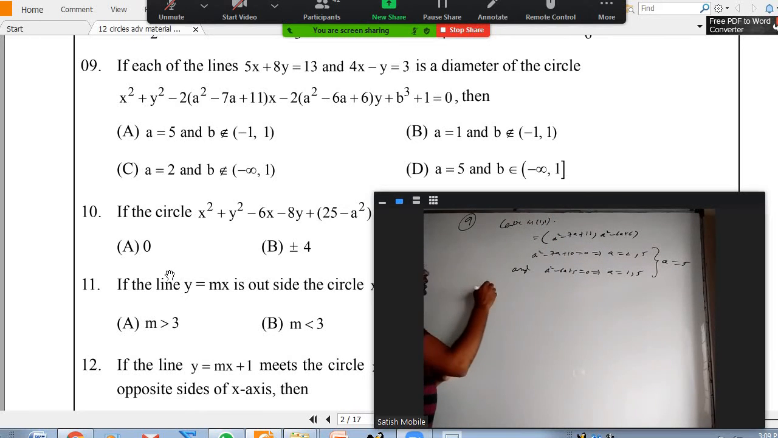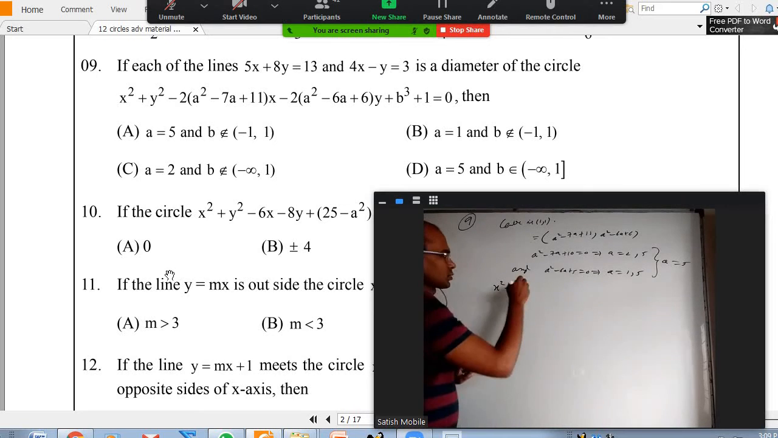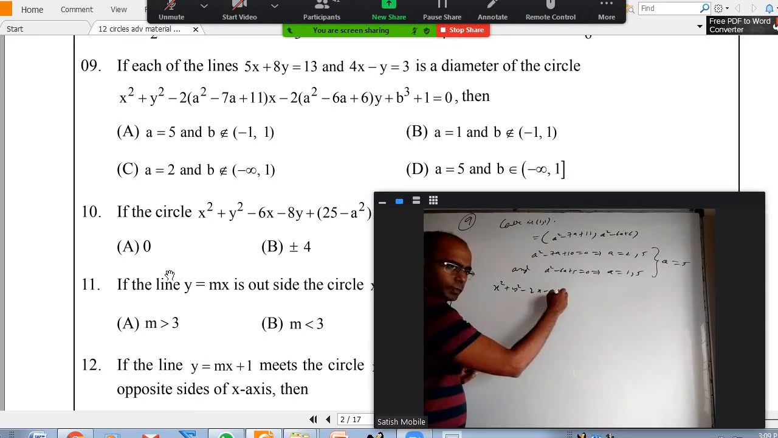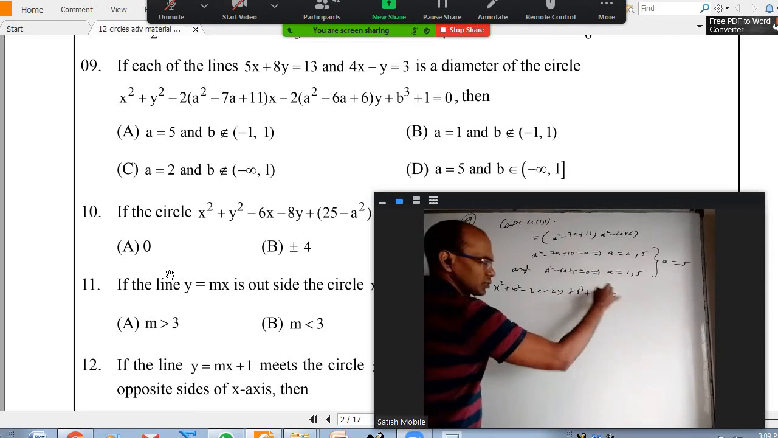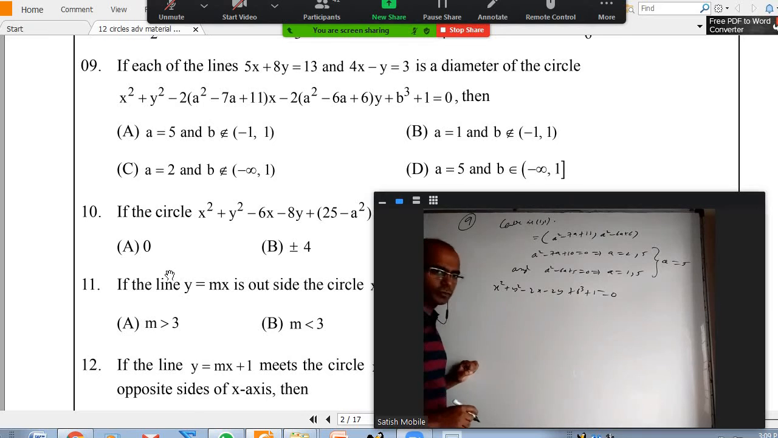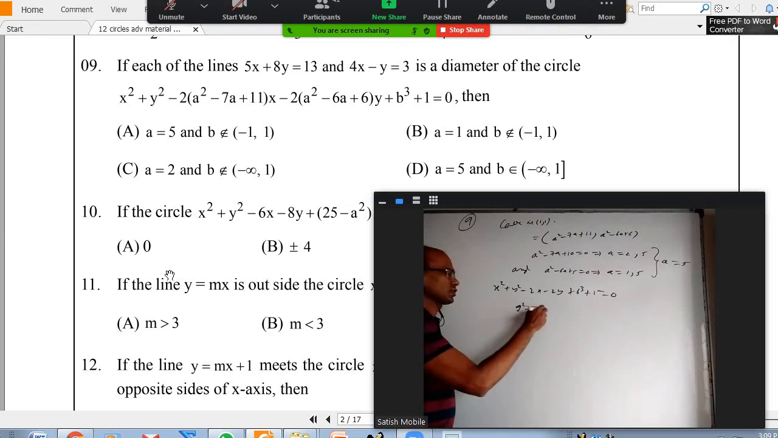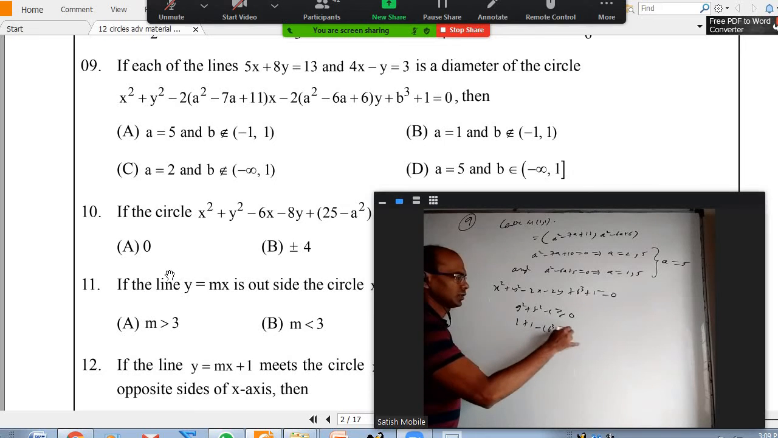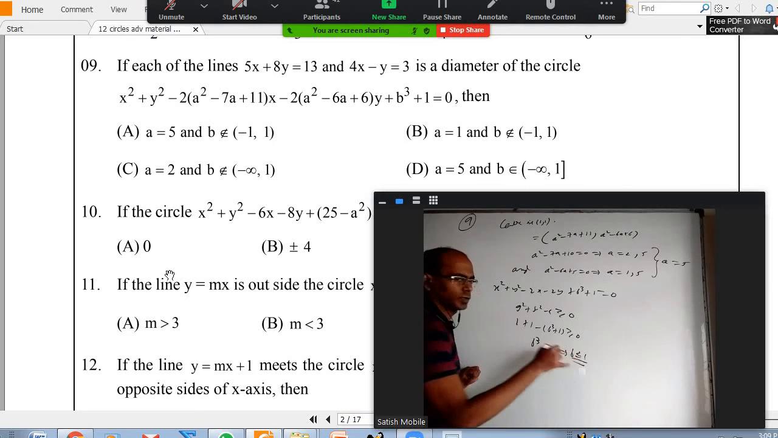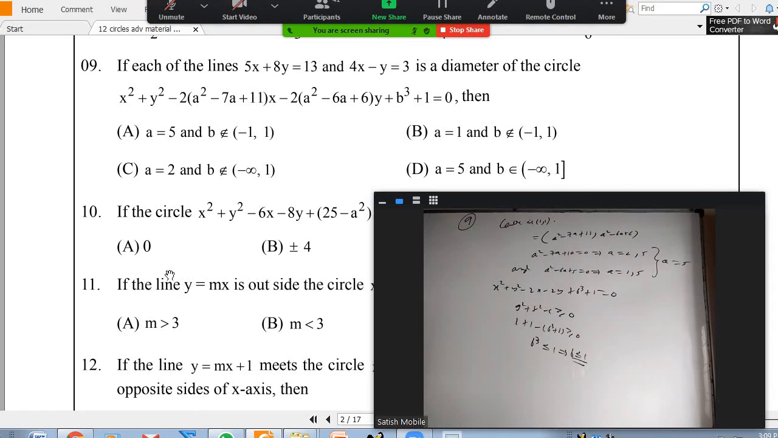Once a equals 5, if you put it back, it will be x square plus y square minus 2x minus 2y plus bq plus 1 equal to 0. So a should be 5. It should be a circle, meaning the radius should be greater than or equal to 0. That is g square plus h square minus c should be greater than or equal to 0. 1 plus 1 minus bq plus 1 is greater than or equal to 0. We'll get bq less than or equal to 1. So just a equal to 5 is not sufficient. B should be less than or equal to 1, from minus infinity to 1.